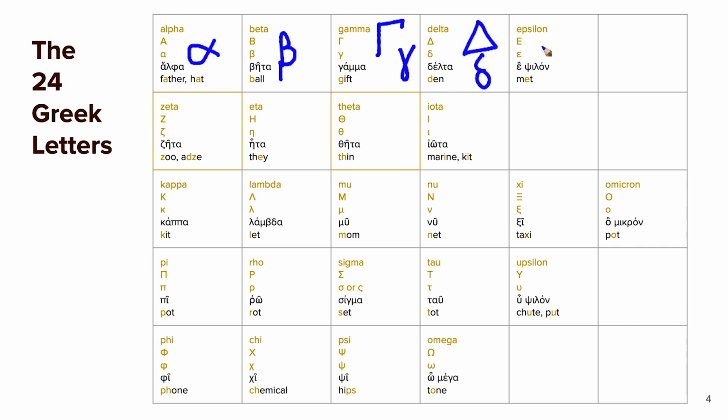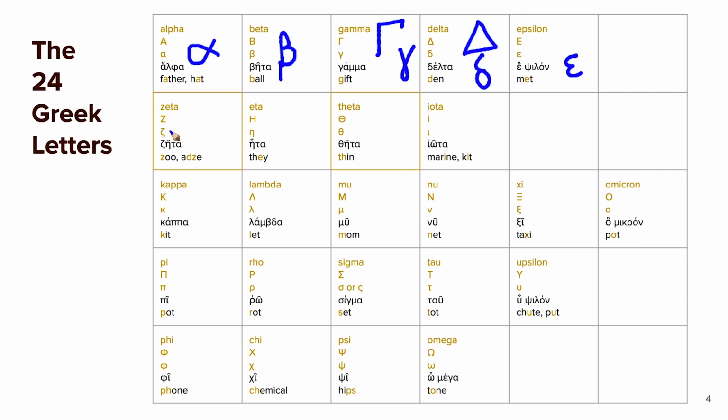Epsilon is a short vowel, so it's met, not meet, but met. And it looks just like our capital E in its capital form, and the lowercase form looks kind of like a backward 3.